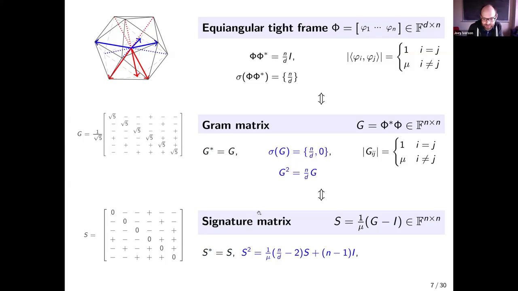And now this tightness condition, well, up here where I said I want the spectrum to be just these two values, I could think in terms of a minimal polynomial. I'm just saying that G has to square to a multiple of itself. Now I can substitute. I could write G in terms of S and then solve for S here. And this says that S satisfies this particular quadratic. So that's the tightness condition.